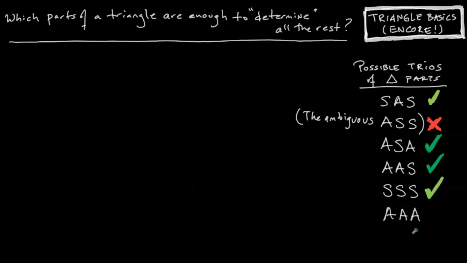Angle, angle, angle. Is angle, angle, angle enough to determine a triangle? If I tell you the three angles of a triangle, should that be enough for you to tell me what the three sides must be? Well, just a few seconds of thought should tell you that this is definitely not enough to determine a triangle.